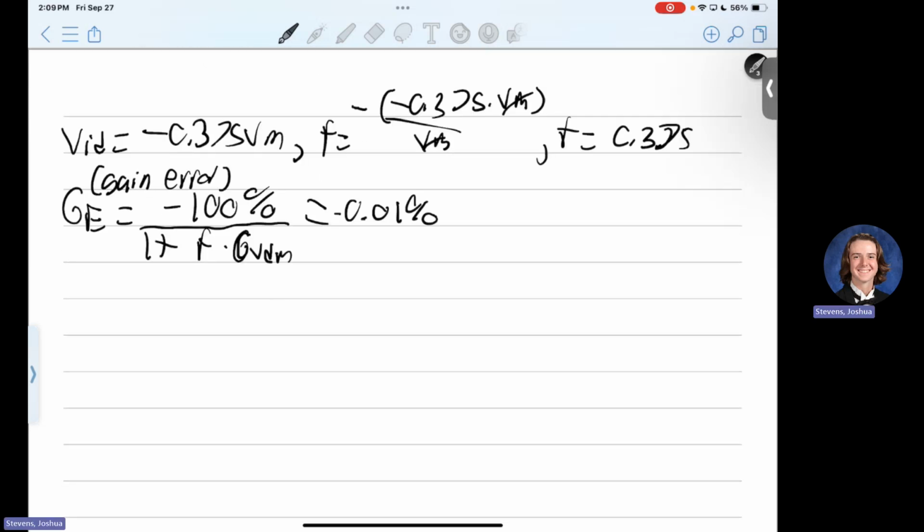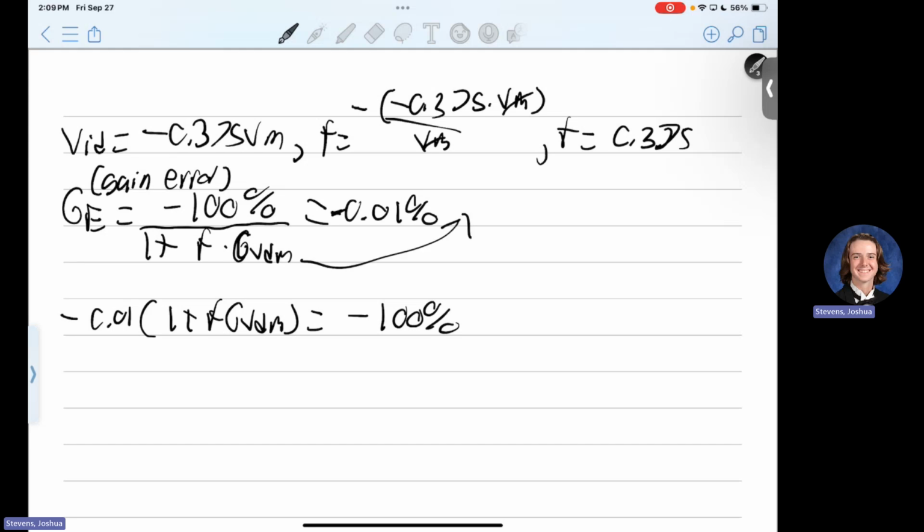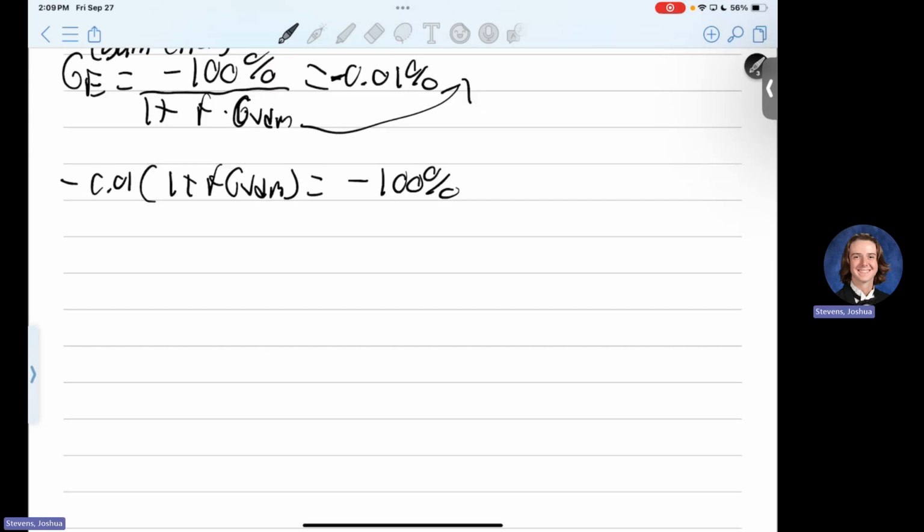Okay, so this is negative, by the way. Negative 0.01% times 1 plus F GVDM equals negative 100%. Are we in agreement? I just multiplied this over there. Cool. Now we just divide it out. So 1 plus F GVDM equals negative 100% over negative 0.01%. And that value equals 10K.